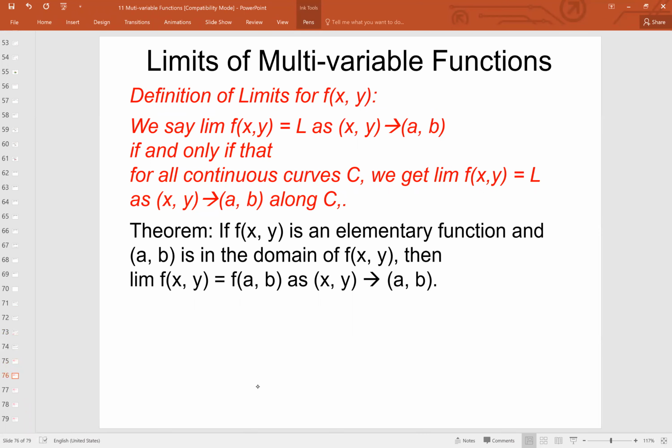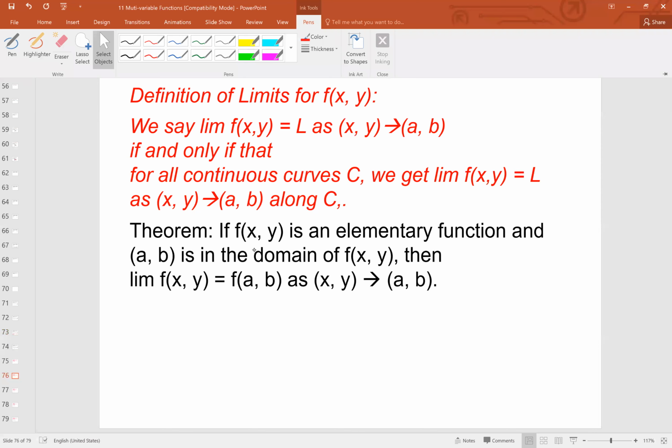The unsurprising thing is that for every elementary function, if the point is inside the domain, meaning a neighborhood of it sits inside the domain, then the limit is exactly what you expect. You're just plugging in the numbers. And this is basically all we're going to say about the limit.